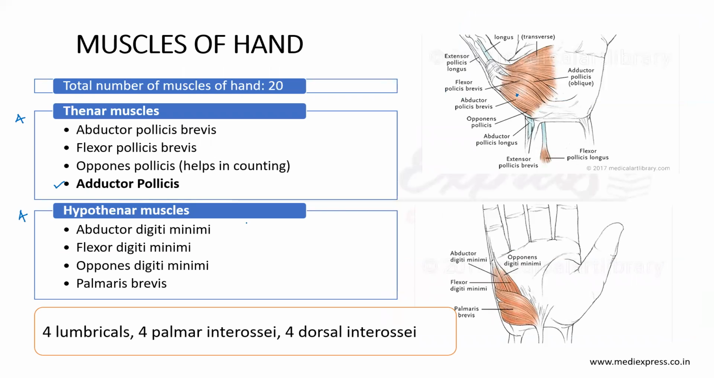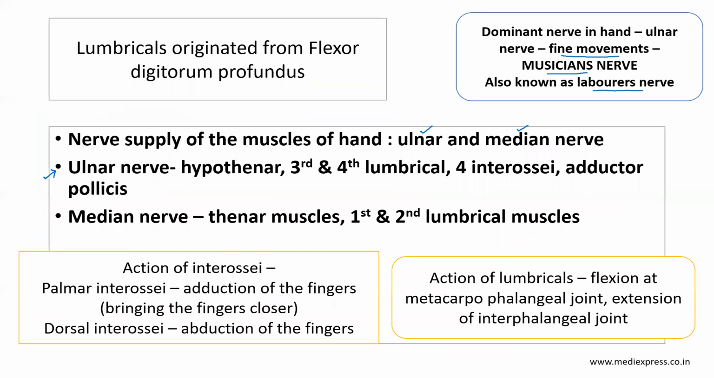So remember, all the hypothenar muscles, then adductor pollicis, the four interossei muscles, and the third and fourth lumbricals are supplied by the ulnar nerve. Whereas the median nerve supplies the thenar muscles except for the adductor pollicis, and the first and second lumbrical muscles. This much you have to remember about the nerve supply.